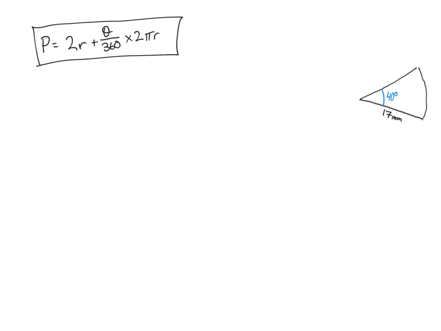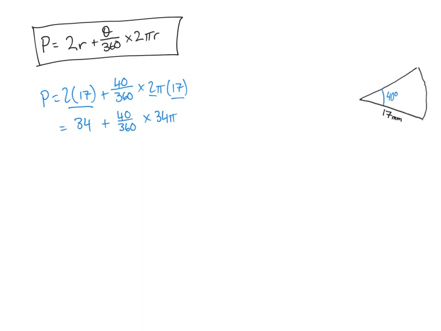You'll notice this one's a lot smaller. So perimeter equals 2 times 17 plus 40 over 360 times 2 pi 17. Now, you can, of course, type all of this into your calculator at this point to get one final answer, but just so we can see some of the working out, let's do some of the ones that we can easily do in our head. So 2 times 17 is 34, plus 40 over 360 times, and 2 times 17 again is 34 pi.